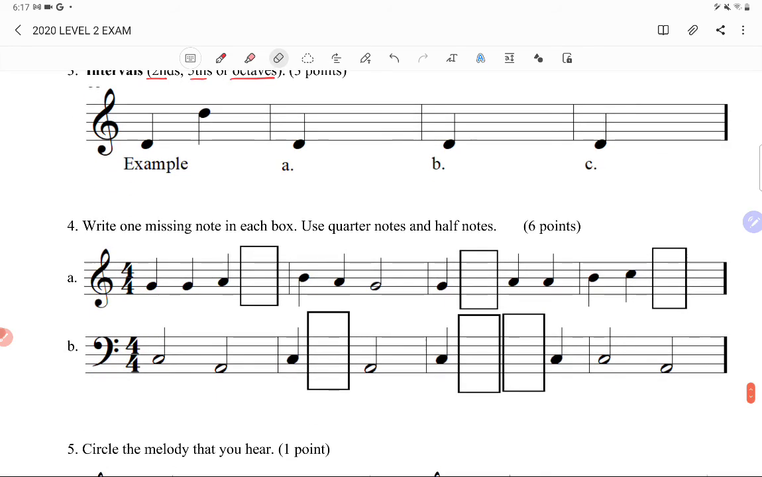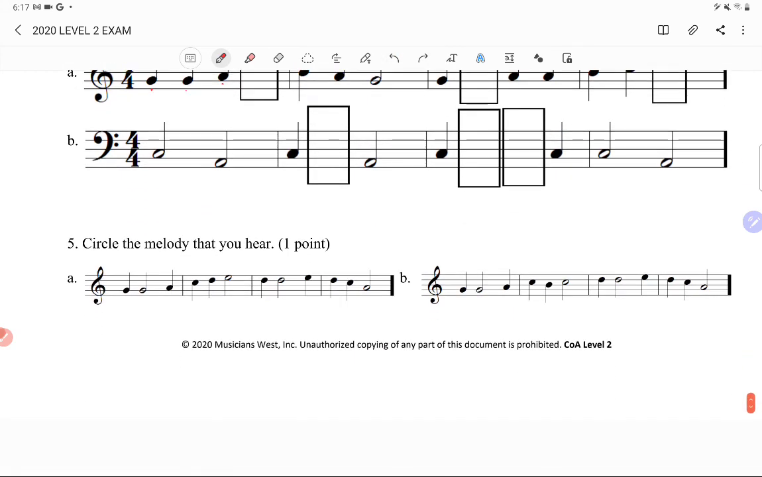Okay, the next one says, write one missing note in each box. Again, you're going to have either notes repeating like this, in which case that would be just another A. Or you might have notes going up or going down. For example, you play G, G, A. In this case, you return to G, right? You might have notes keep going up. For example, G, G, A, B. In this case, you would write a B, okay? And the last one should be fairly easy for you.